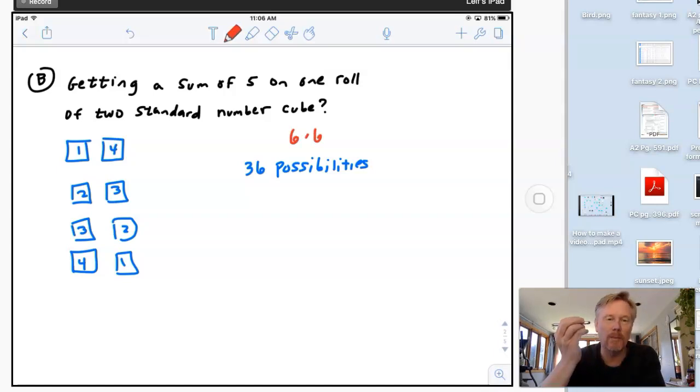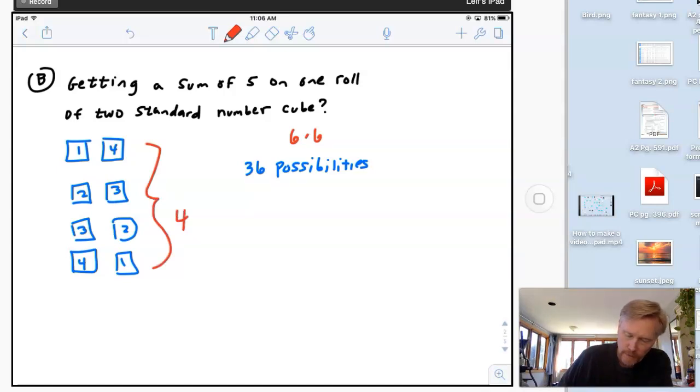And then you have to figure out how many combinations will add up to 5. Well, either you get a 1 and a 4, or maybe I get it the other way around, right? Which also counts, 4 and a 1. Or I get a 2 and a 3, or a 3 and a 2. Either way, that's 4 possibilities, okay?